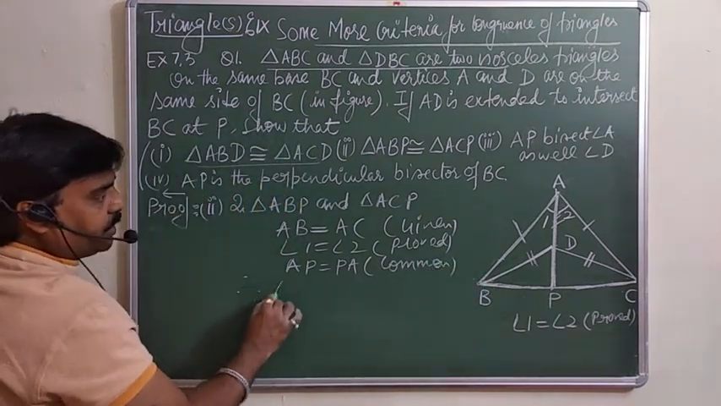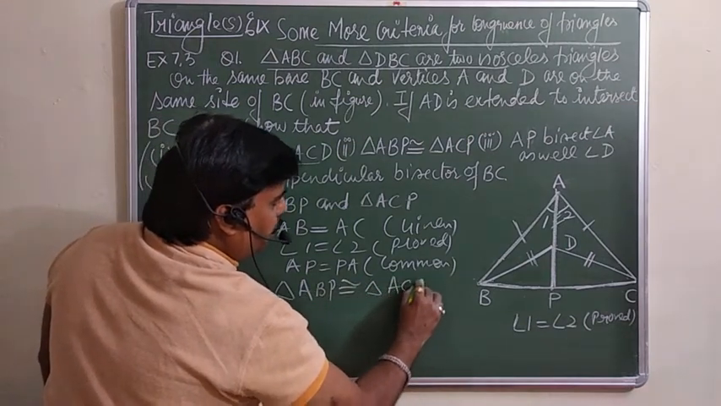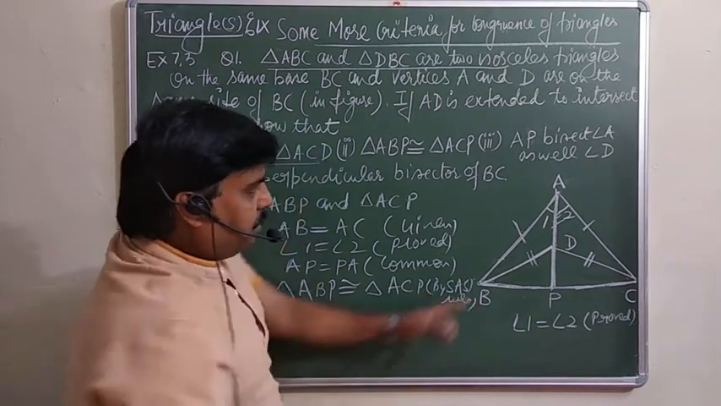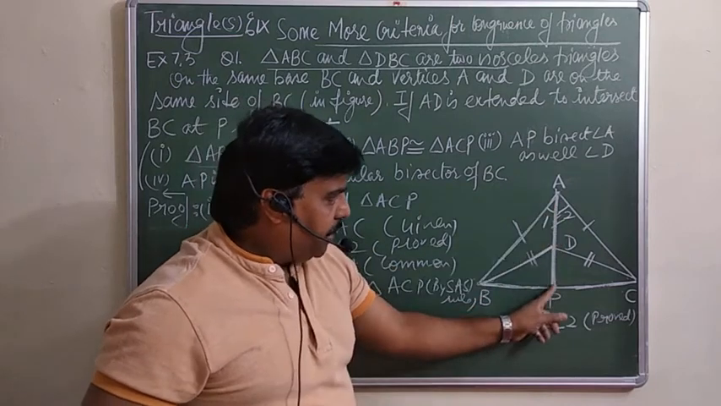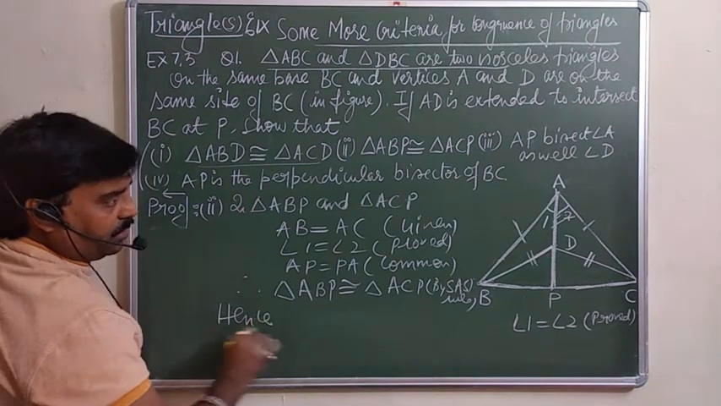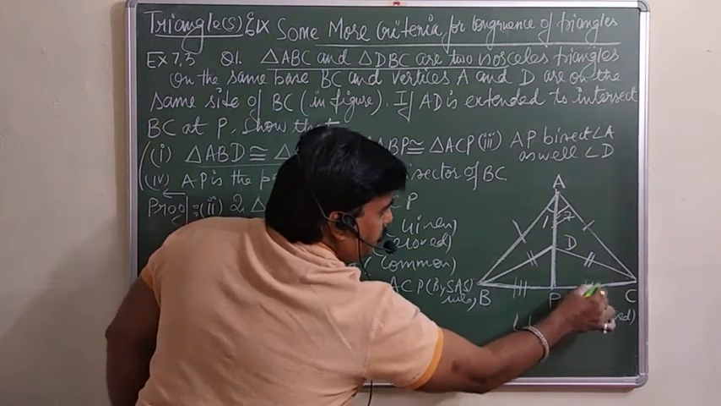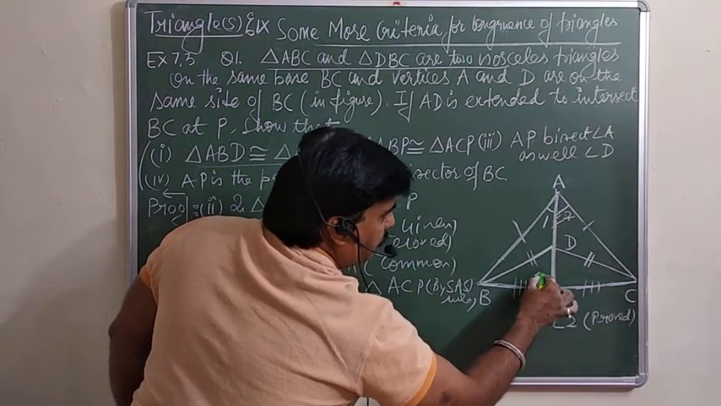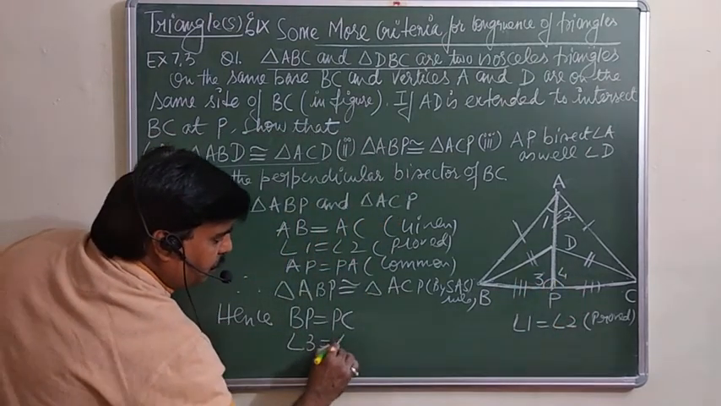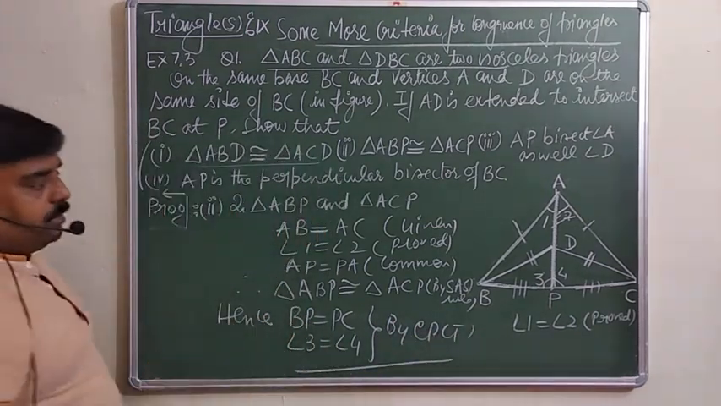Therefore you can say triangle ABP is congruent to triangle ACP by the SAS rule. Side, angle, side. And once they are congruent, then you can say BP is equal to PC. This will be equal to this one. And angle 3 will be equal to angle 4 by CPCT. Both these are by CPCT. Have a look.